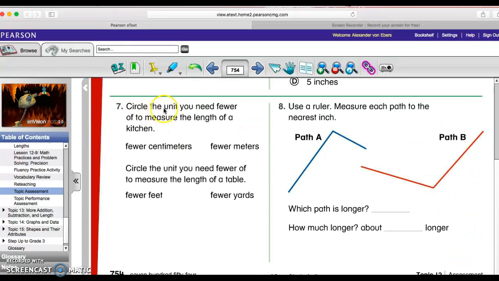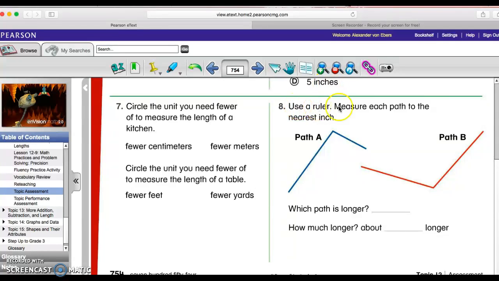Number seven, circle the unit you would need fewer of to measure the length of the kitchen. So if I was measuring the length of the kitchen, would I need fewer centimeters or fewer meters? Circle the unit you'll need fewer of to measure the length of a table. Would I need fewer feet or fewer yards? Okay, remember how big a centimeter is, how big a meter is, how big a foot is.